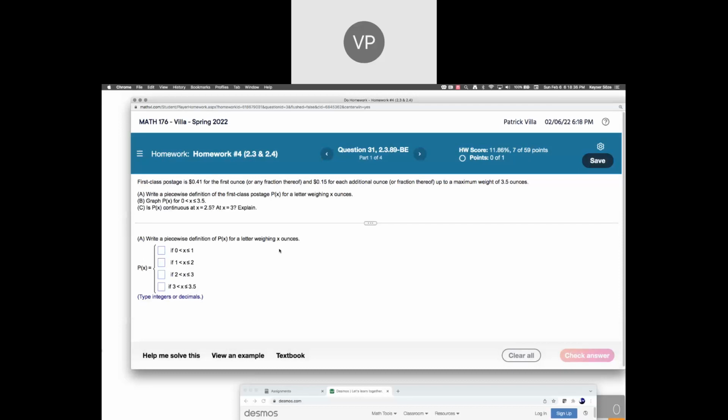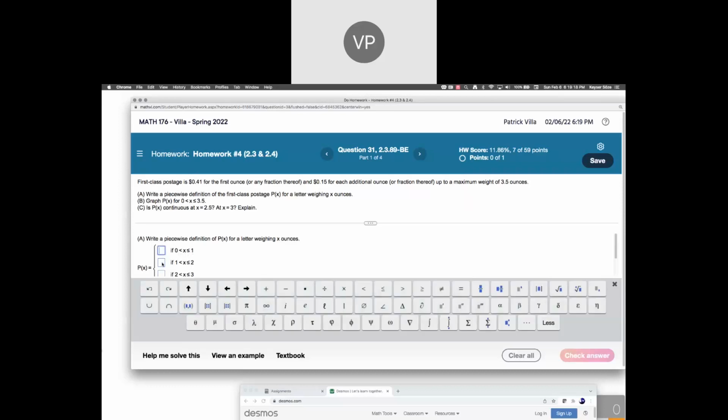First class postage is 41 cents for the first ounce or any fraction thereof, meaning anything a fraction of 1 ounce, it's still going to be 41 cents. Then 15 cents for each additional ounce or fraction thereof, adding. Maximum weight is 3.5 ounces, so up to a maximum weight of 3.5 ounces. After that, it's going to be something different, okay? So they want us to write a piecewise graph for a first-class postage stamp. Now remember, these are those graphs where, depending on what x is, we have different values. Well, let's start with the first one. Remember, if it's greater than 0, up to 1, it's 41 cents. So I'm going to put the 0.41 in there.